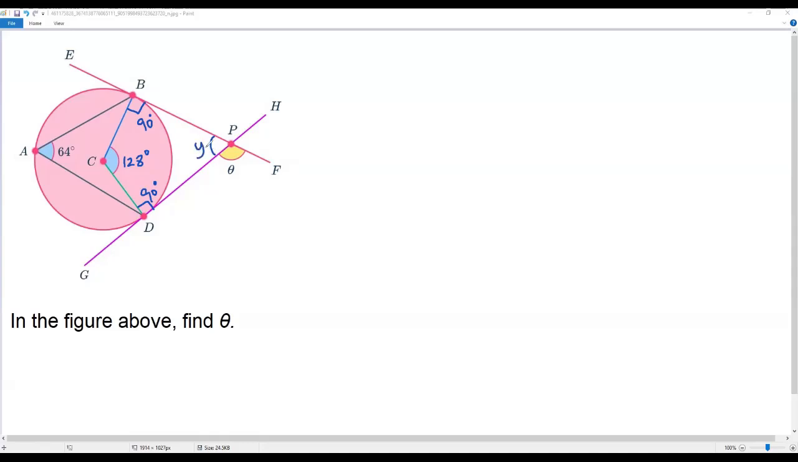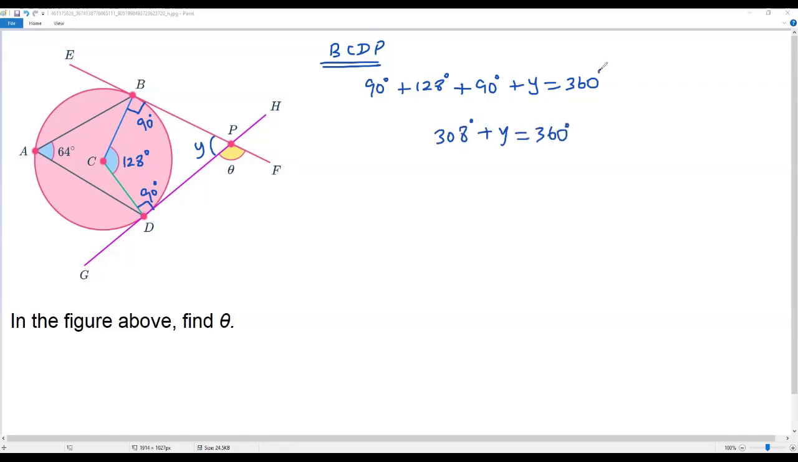Let me assume this Y represents the interior angle over here. Now if I add the four interior angles of a quadrilateral, it must be equal to 360 degrees. In any quadrilateral, the four interior angles add up to 360 degrees. So let me add them. In quadrilateral BCDP, that is 90 degrees + 128 degrees + 90 degrees + Y = 360 degrees. When I add 90, 128 and 90, I am getting 308 degrees + Y = 360 degrees. To solve for Y, I have to subtract 308 degrees from both sides.